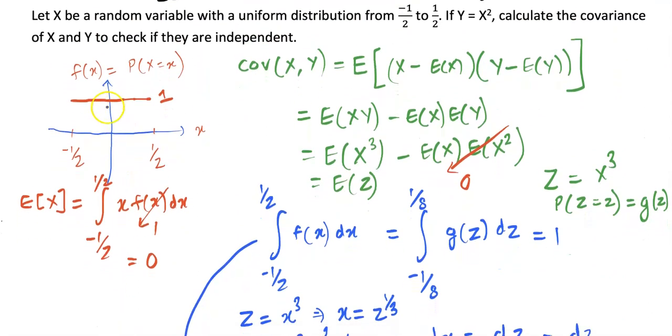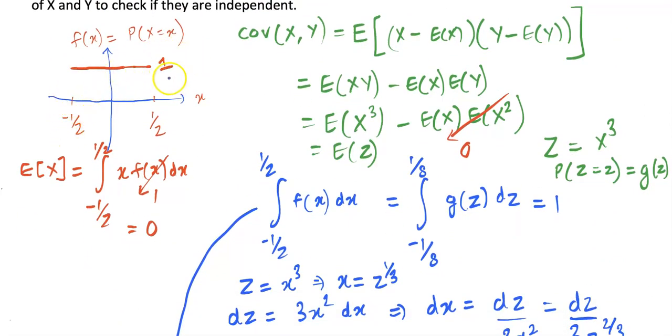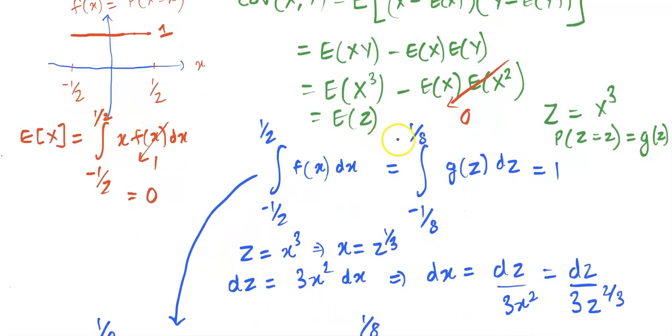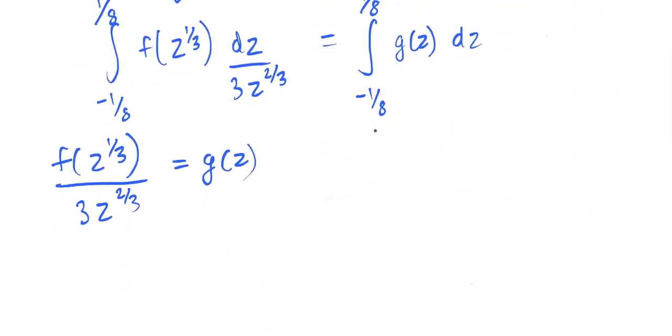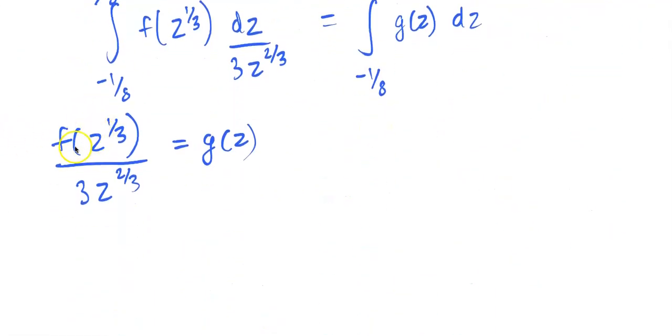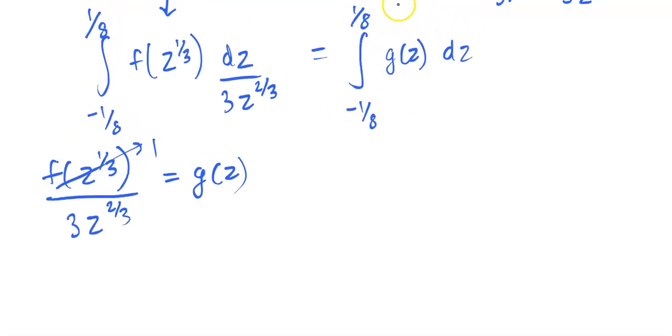We're almost there. F of z to the power of 1 by 3, right? So the way we had defined f, it was 1 everywhere for these values of x, and so x ranging from minus half to half maps to z ranging from minus 1/8 to 1/8. So that would mean that it would still be 1 everywhere, right? So this would still be 1 for all values of z that we are interested in, which is this range of z. So that is great. And g of z, and we're done. We have computed the distribution of the random variable z.